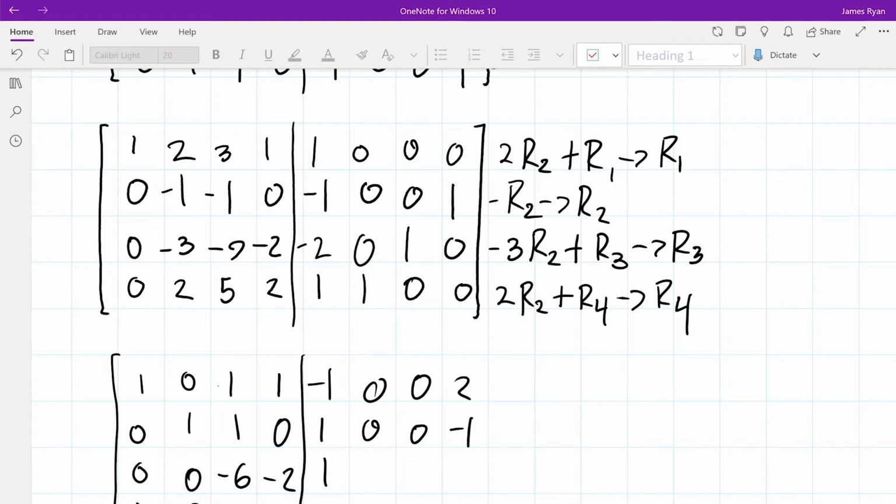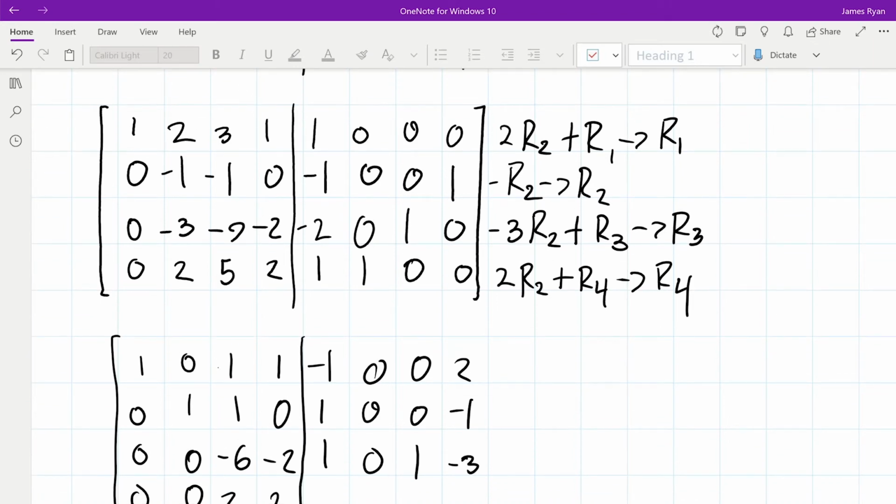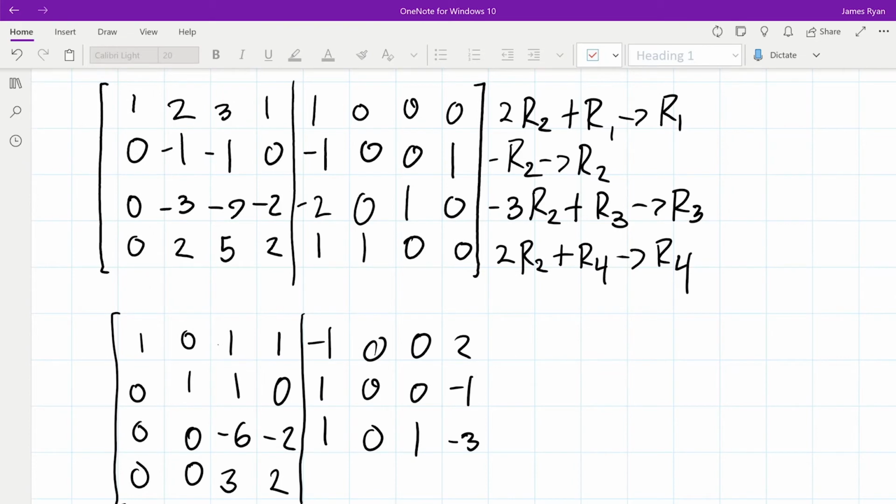-3 times 0 plus 0 is 0. -3 times 0 plus 1 is 1. -3 times 1 plus 0 is -3. And then 2 times 1, 2 times -1 plus 1 is -1. This stays the same, 1, 0. And 2 times 1 plus 0 is 2.